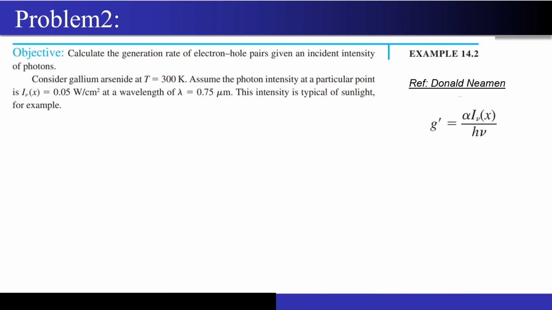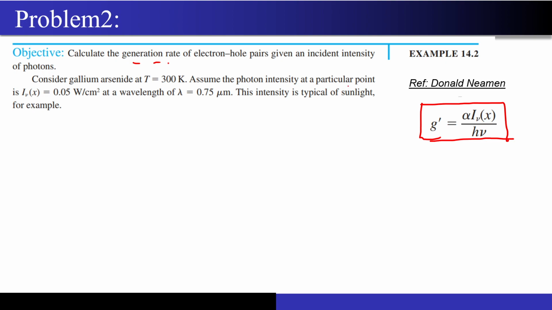So now let's move on to the second problem, right? What they are asking in the second problem is to calculate the generation rate of the electron hole pairs given an incident intensity of the photon. So this is a formula that we should keep in mind regarding the generation rate for the electron hole pairs. So consider gallium arsenide at T equal to 300 Kelvin.